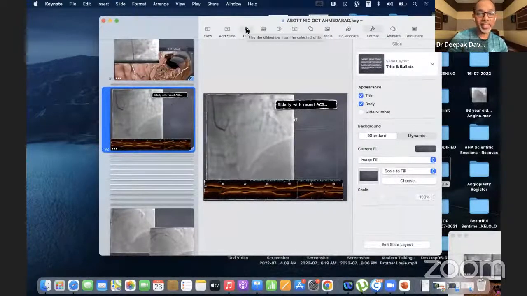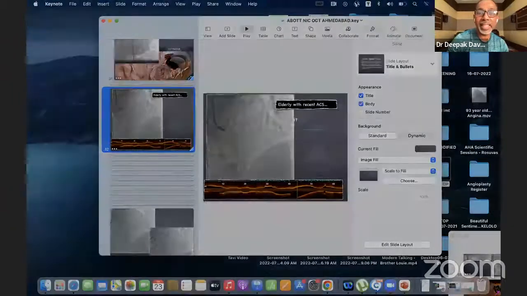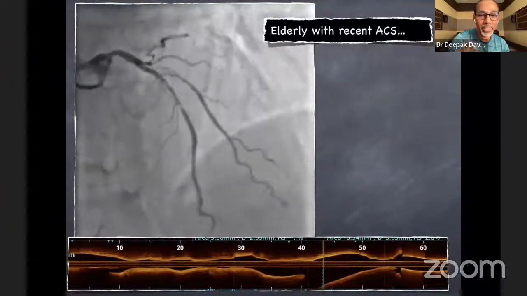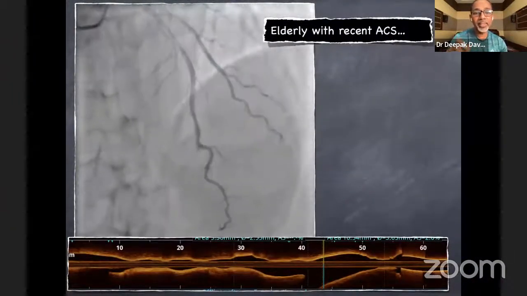Just to complement that DK bifurcation case, this is an LAD D1 bifurcation. Sir, can I finish it off within 5 minutes? Yes, yes, absolutely.